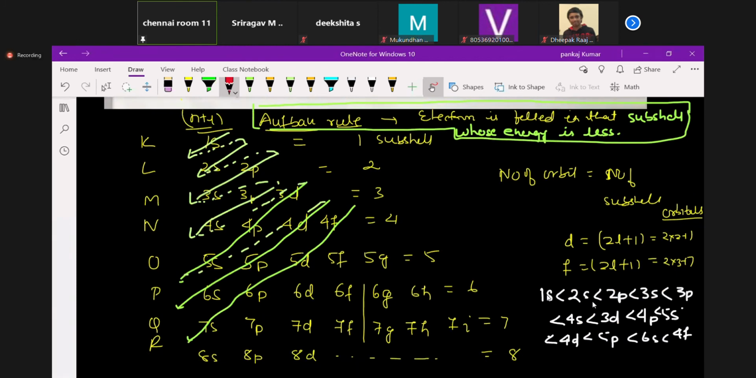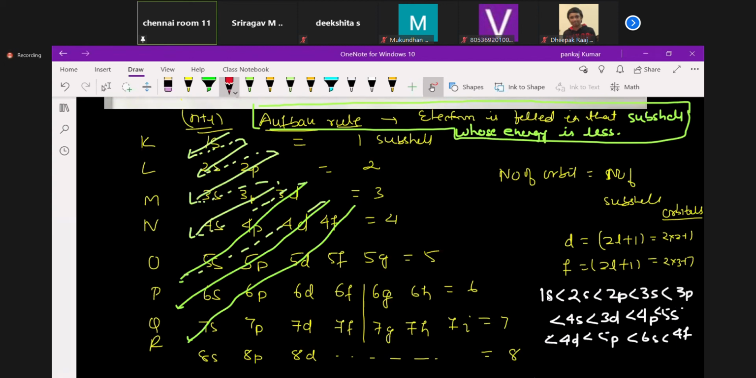First is 1s, then 2s, then 2p, then 3s, then 3p. Sir, all the S are in one row, isn't it? All the 2 is one row. Yes, sir. We have followed the same sequence in the periodic table also.